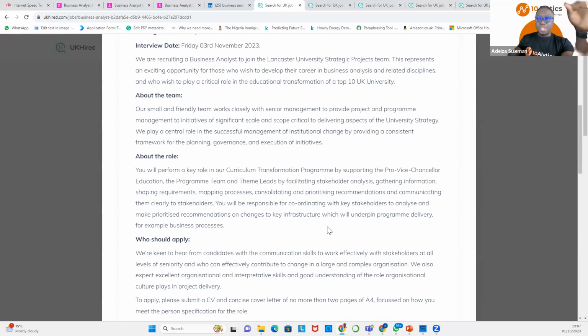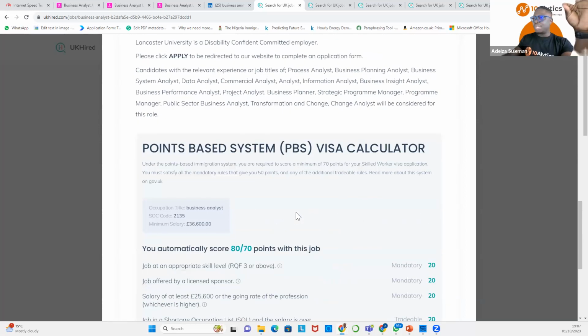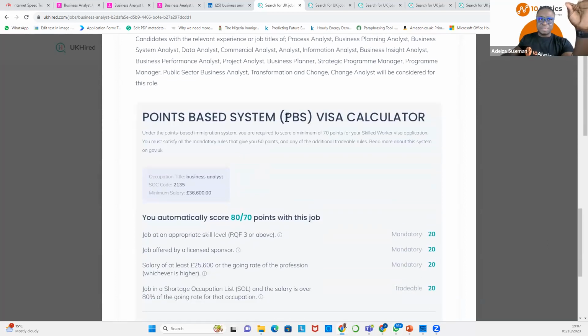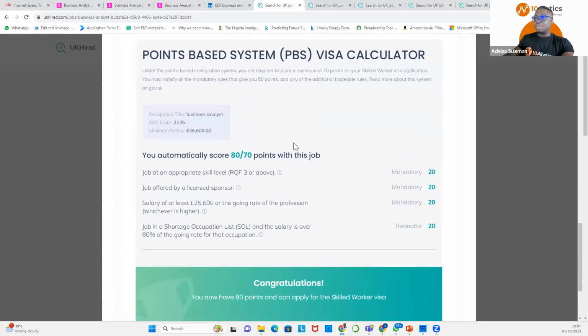But one thing UK Hire does for you, if we scroll down, you have the point-based system calculator that tells you if you can get a skilled worker visa from this job. And let me just explain very quickly. You can see that you have 80 points out of 70. So if you apply to this job in the UK, if you're in the UK and you apply to this job, you get a skilled worker visa. And let me explain the points one by one.